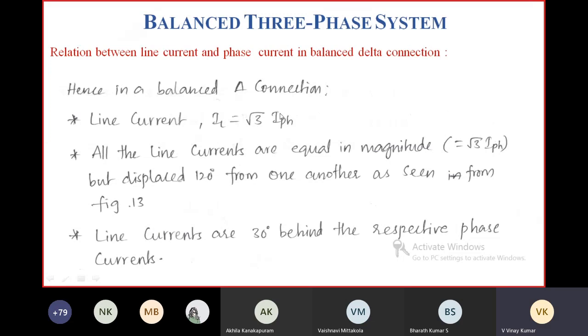IPh is the magnitude of phase current, IL is the magnitude of line current. I'm not including phase angle over here. So all line currents are equal in magnitude, but displaced 120 degrees from each other, in delta connection.